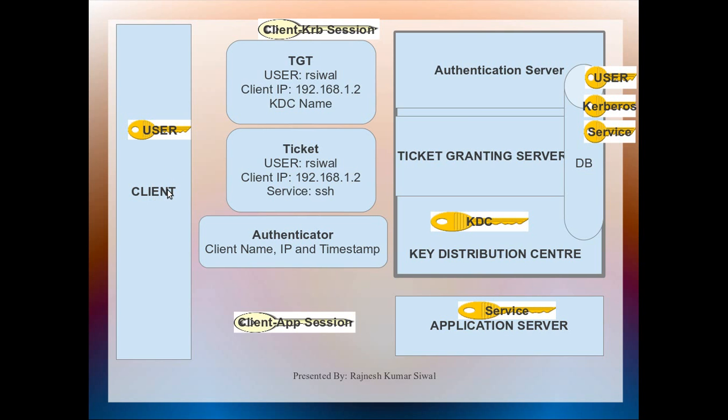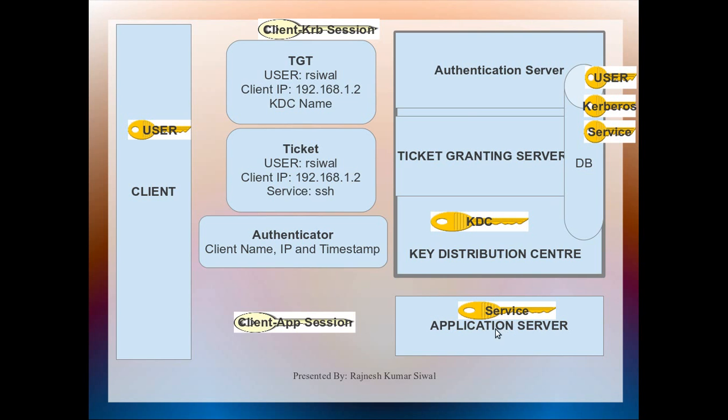So the client is again going to create an authenticator, and the authenticator will again be client, its IP address and timestamp, but right now it will be encrypted with the session key of the client and application server. So it will create an authenticator, and it already has the ticket which is encrypted. So both of them will be combined and sent to the application server. The ticket part will actually not be encrypted again because it's already encrypted. So as soon as the application server receives it, the application server has the private key, it will decrypt the ticket and it will have the session key for itself.